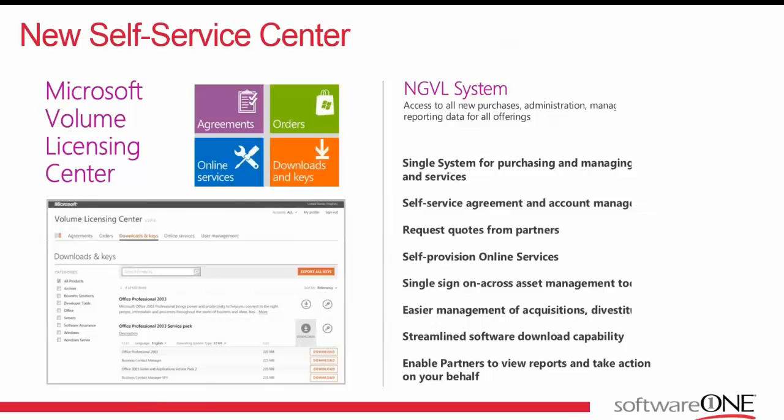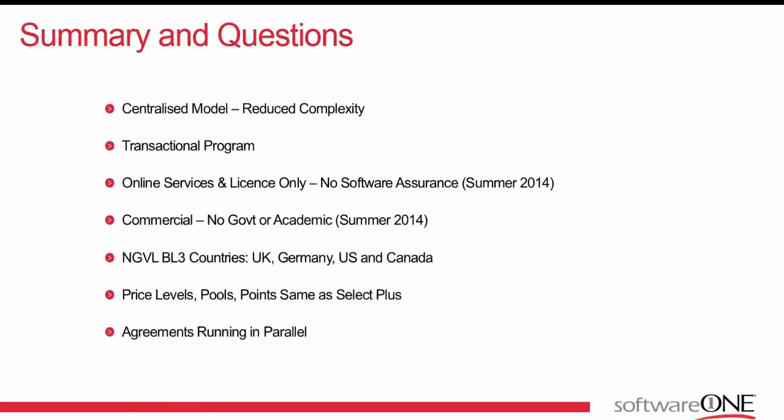That's a quick run through. I'm conscious that we're up to the half hour. I've included just a summary. I'd love to take some questions, but some of the summary that I've put together is that it is a much more centralized model. It's trying to get rid of the complexity of some of the agreements. It is transactional. You can buy ad hoc for perpetual products or for online services, which is key for companies as they look towards online services like Office 365, etc.